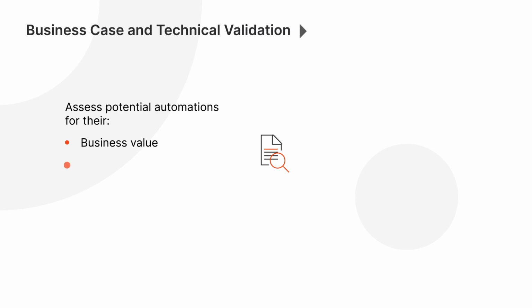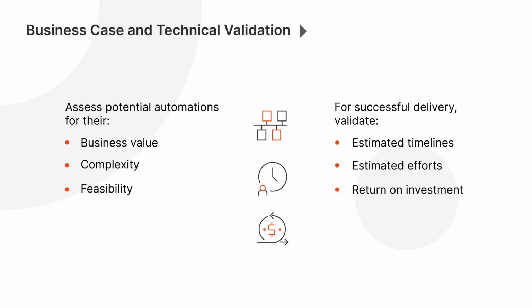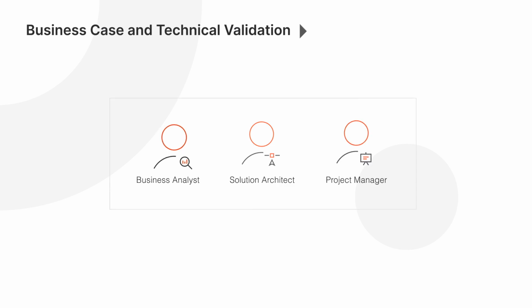During the business case and technical validation stage, the potential automations are assessed for their business value, complexity, and feasibility. This is to validate estimated timelines and efforts required for successful delivery, as well as to get an idea of the return on investment. As part of this phase, the business analyst takes a more active role, along with the solution architect and project manager.